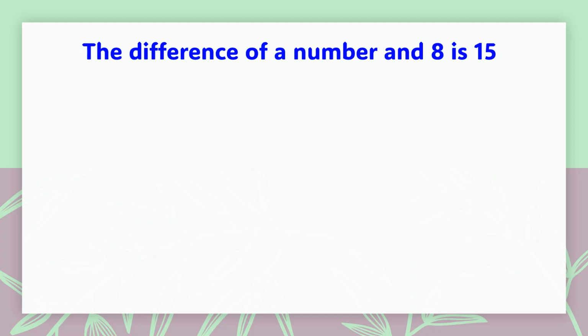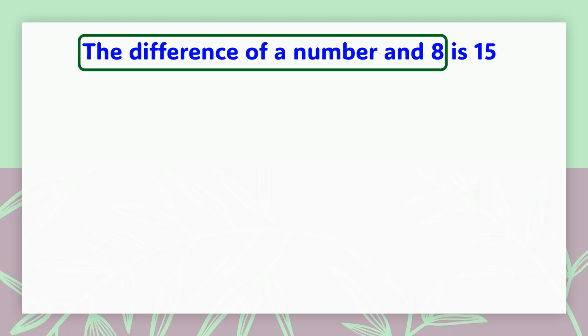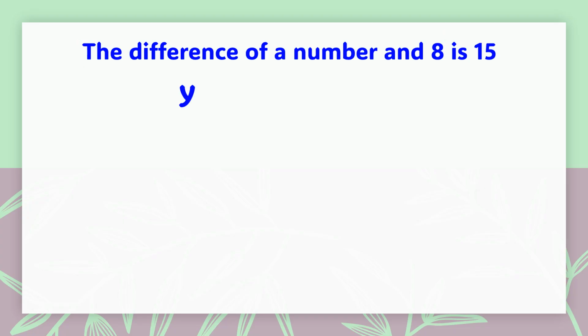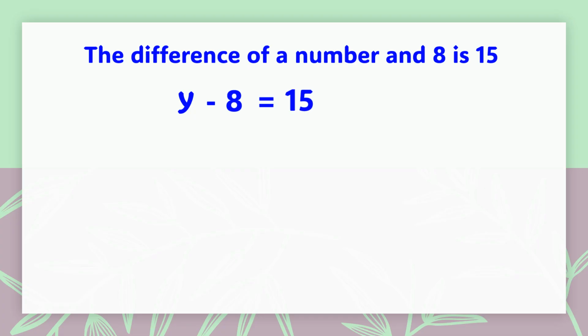The difference of a number and 8 is 15. The variable is here y. The difference number is 8. That means subtract 8, minus 8 is 15. The equation is y minus 8 is equal to 15.